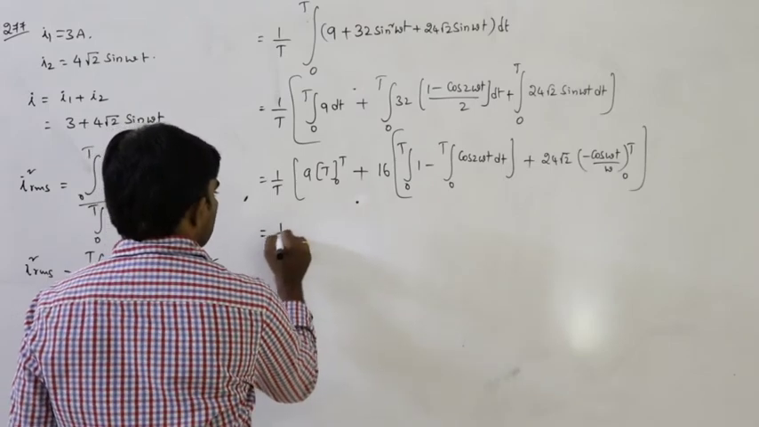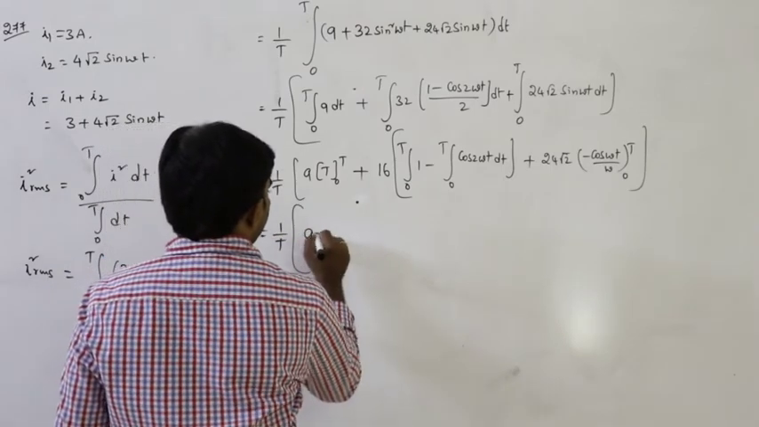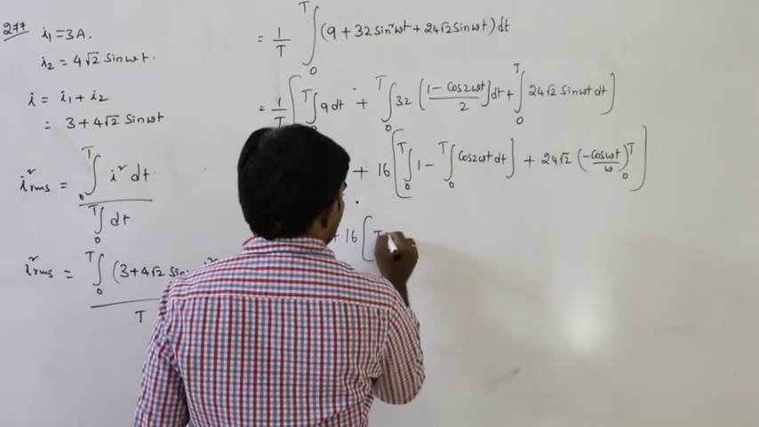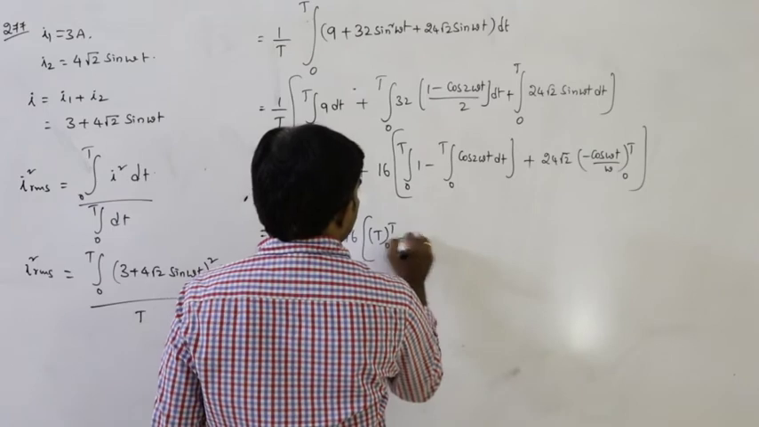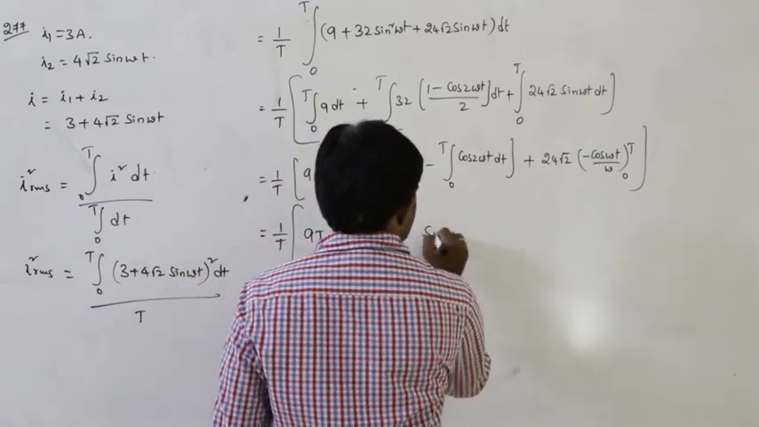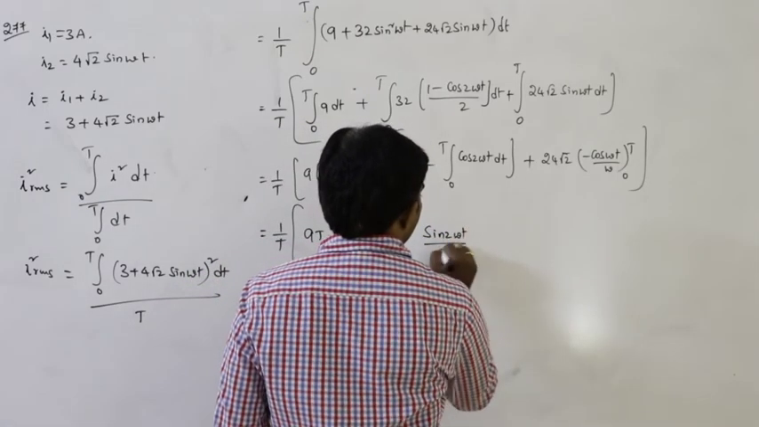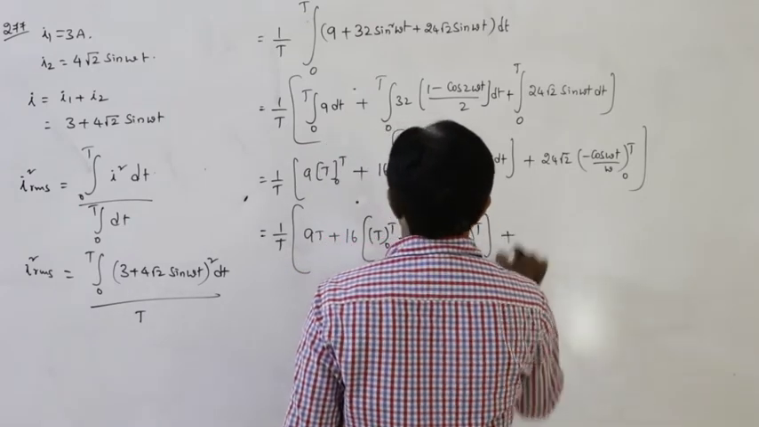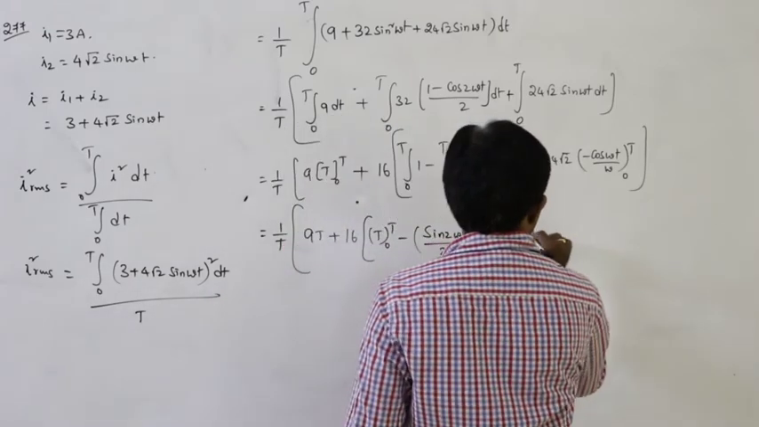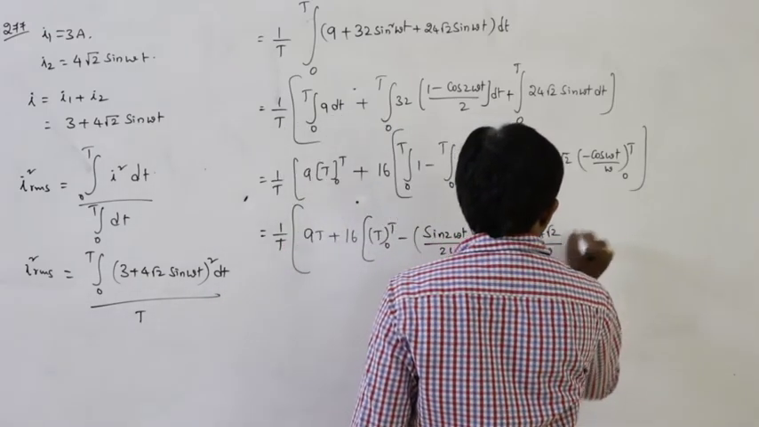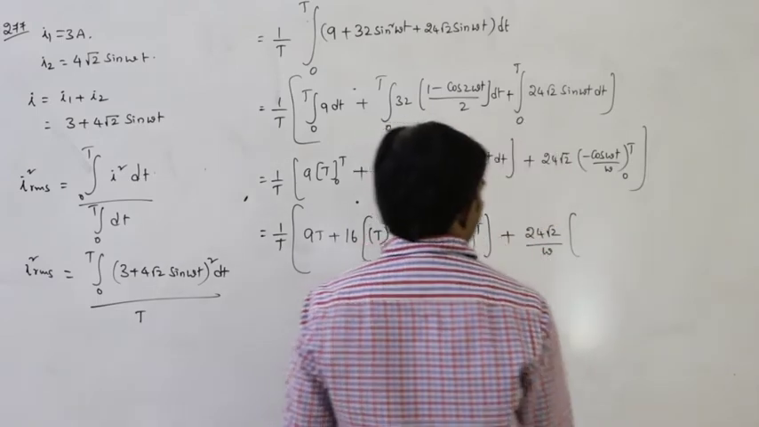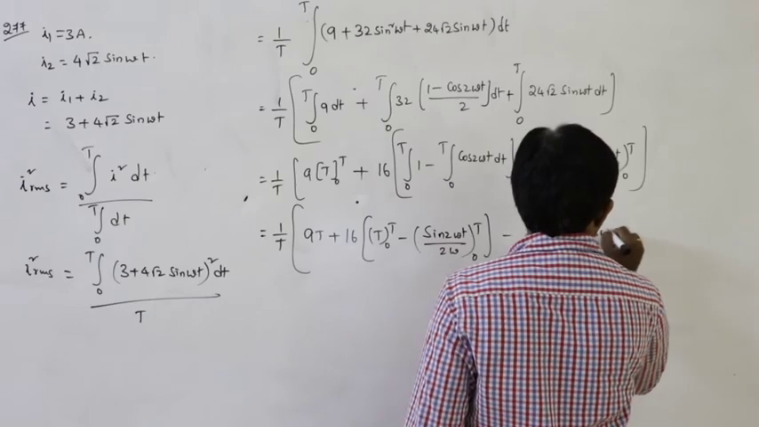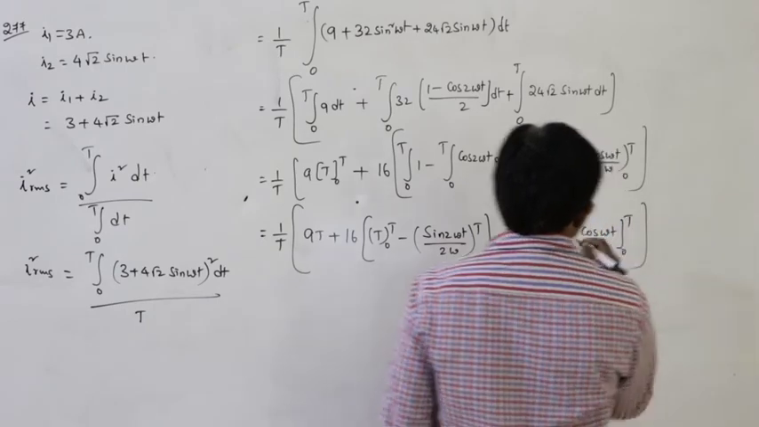So this is 1 by T into 90 plus 16 into t from 0 to T, minus cos 2 omega t, sin 2 omega t divided by 2 omega from 0 to T, plus 24 root 2 by omega into minus cos omega t in between the limits 0 to T.